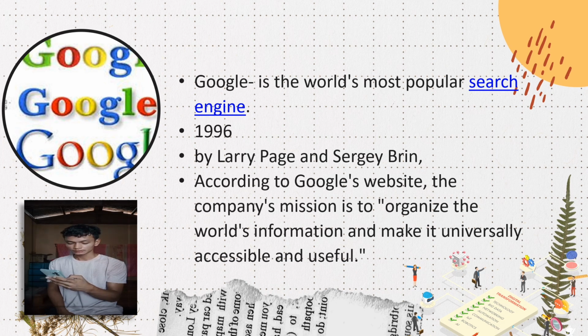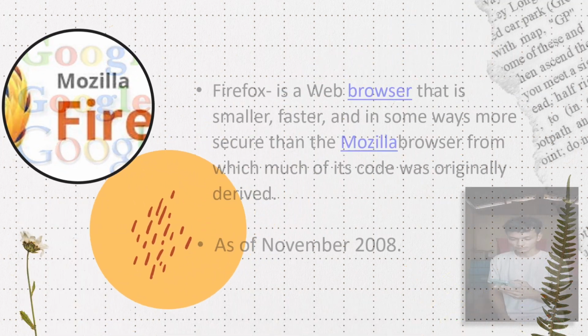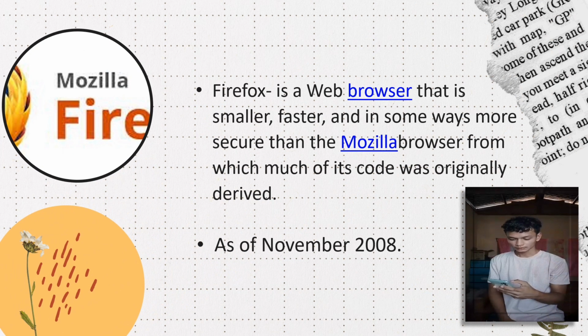Firefox is a web browser that is smaller, faster, and in some ways more secure than the Mozilla browser, from which much of its code was originally derived. Compared to Internet Explorer, the most popular web browser, Firefox gives users a cleaner interface and faster download speeds. As of November 2008, Firefox had about 20% of the market share for browsers worldwide. Internet Explorer had about 70%.